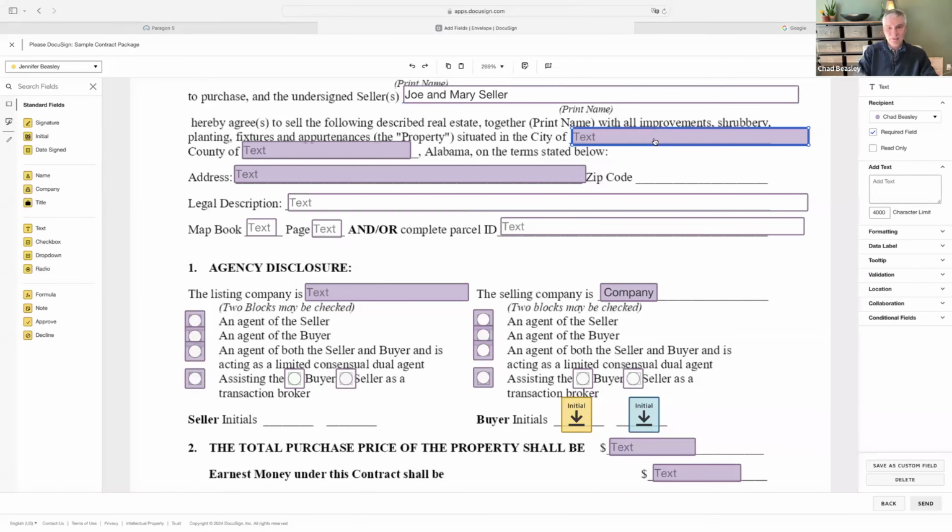And let's just say we're filling this out here. Let's say the house is in Chelsea and it's 123 Grayson Place. Oh no, I'm sorry, that's our county field. Shelby County. 123 Grayson Place.